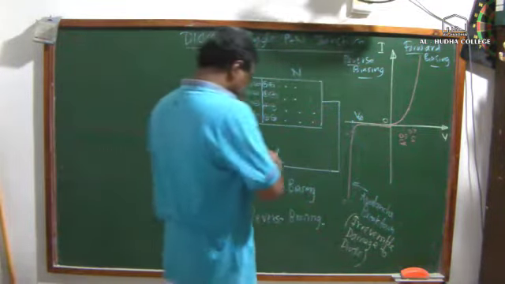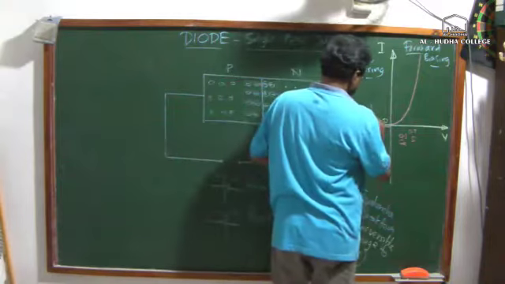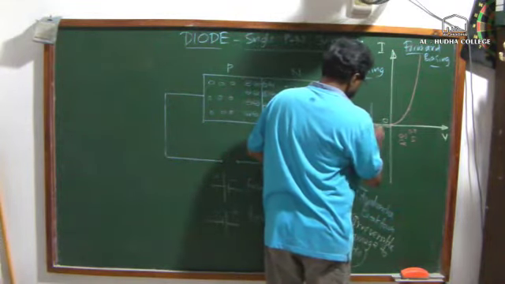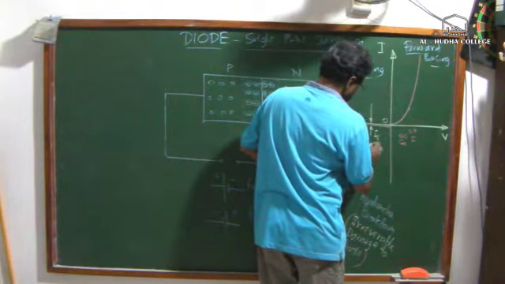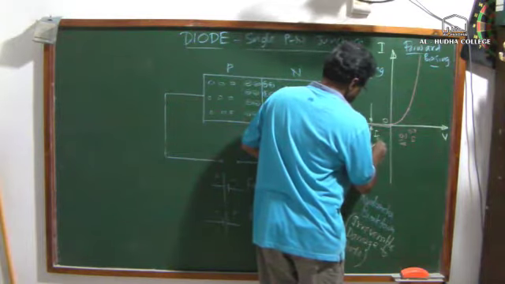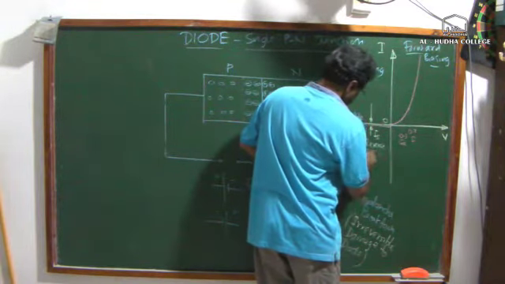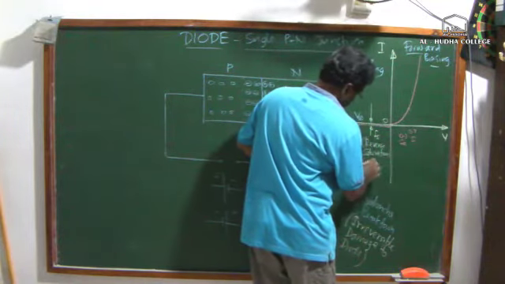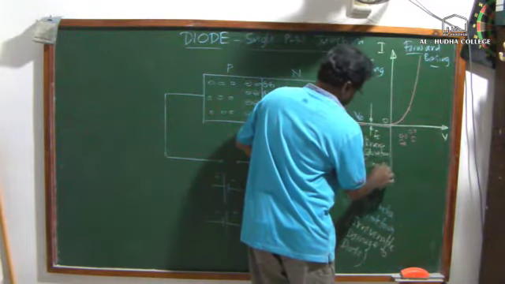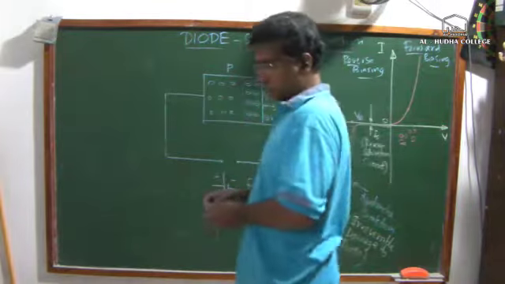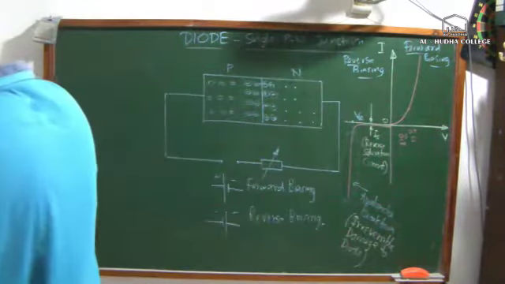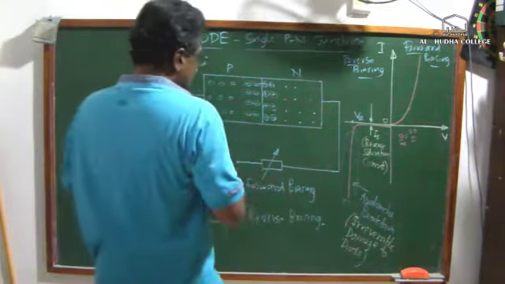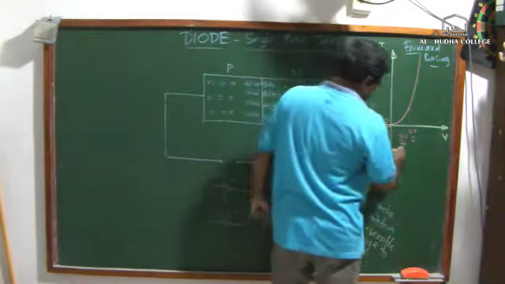Right? So this is for IS, the reverse saturation current. And this is your barrier potential.